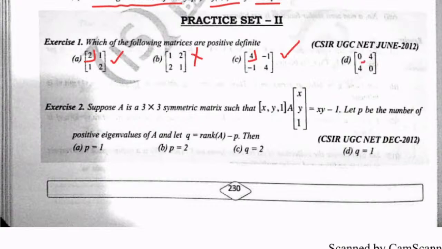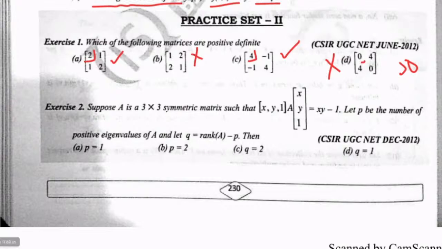Here D1 is equal to 0. It is not greater than 0. Hence, this is not positive definite. It might be positive semi-definite, negative semi-definite, or indefinite, but in this case we only have to check whether it is positive definite or not. It is not greater than 0, hence this is not positive definite. So, A and C are positive definite matrices.